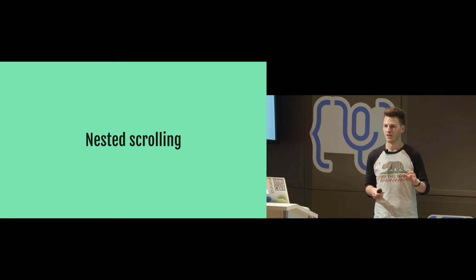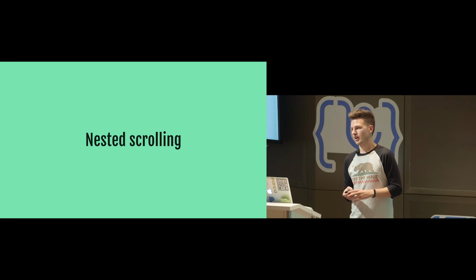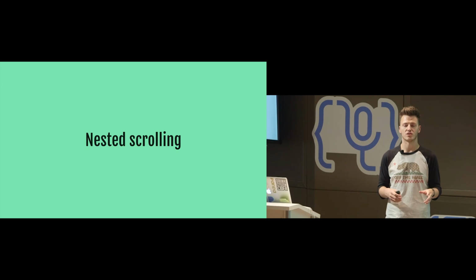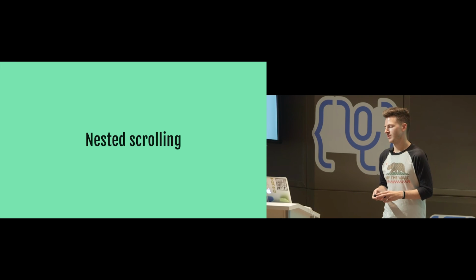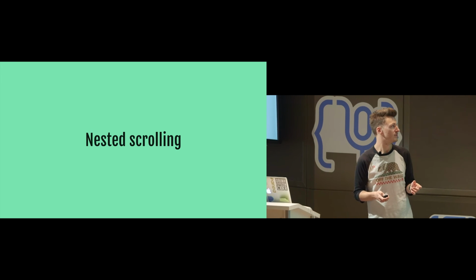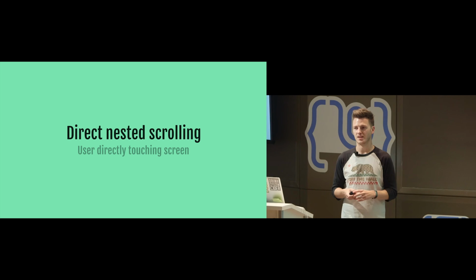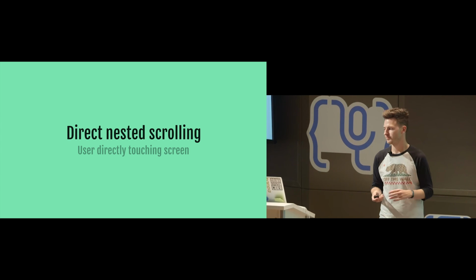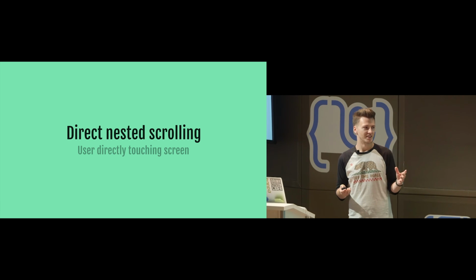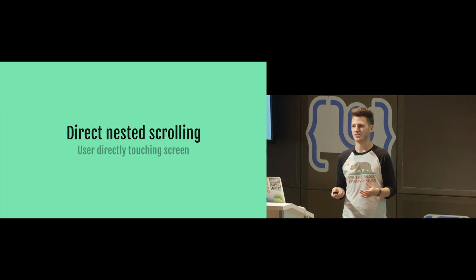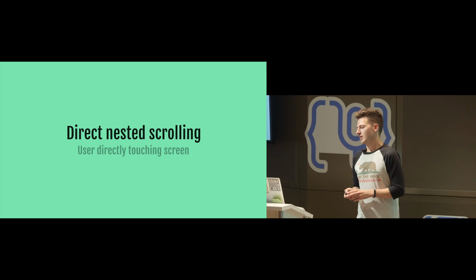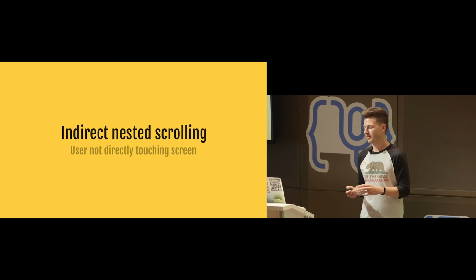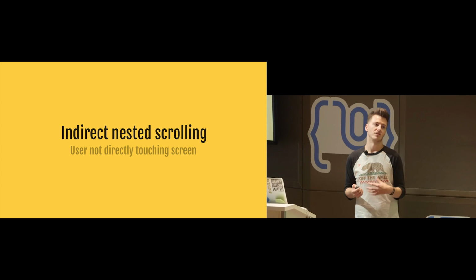So we've just been talking a lot about nested scrolling. Now, some of you may notice that nested scrolling events are only actually dispatched when the user is touching the screen. That is why, well, that's what I call them, direct nested scrolling. But there's a load of other scenarios where we probably want to use nested scrolling or something similar, which is why we have this thing called indirect nested scrolling, which we're proposing, which is when the user isn't directly touching the screen.